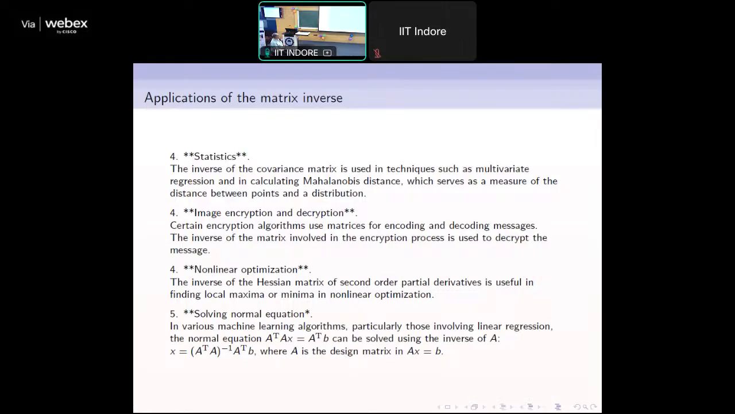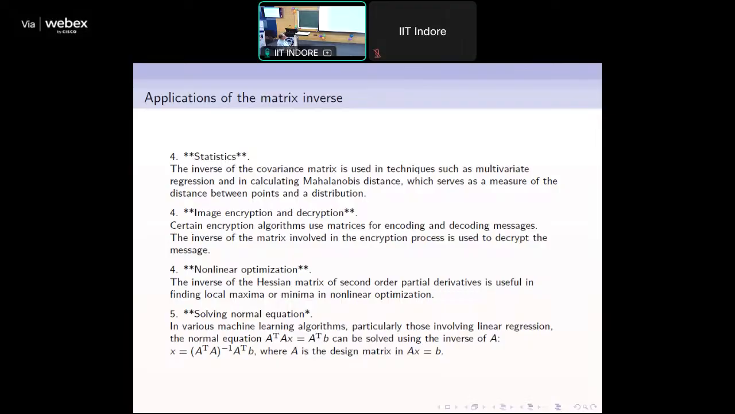Applications in statistics, covariance inverse is useful in calculating Mahalanobis distance, which is measure of distance between points and distribution.